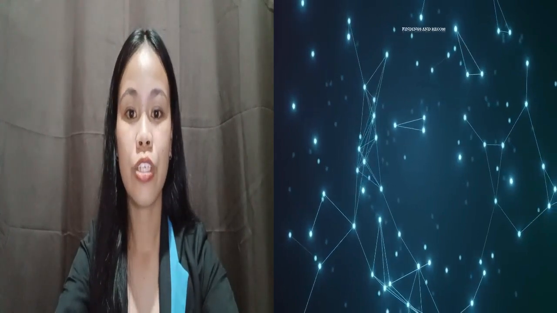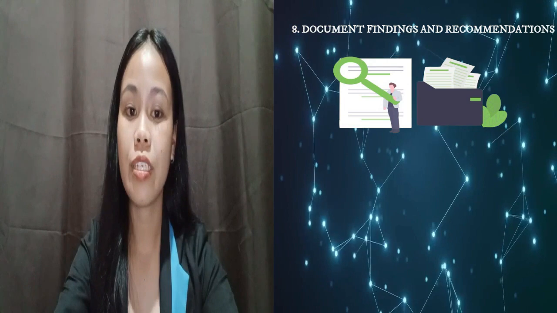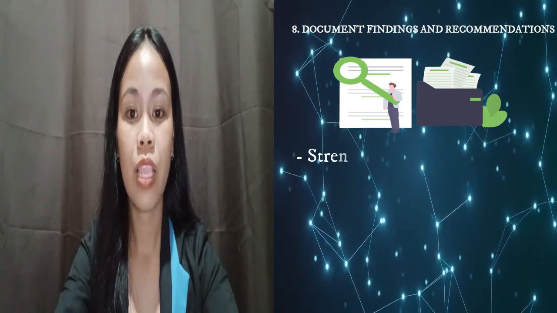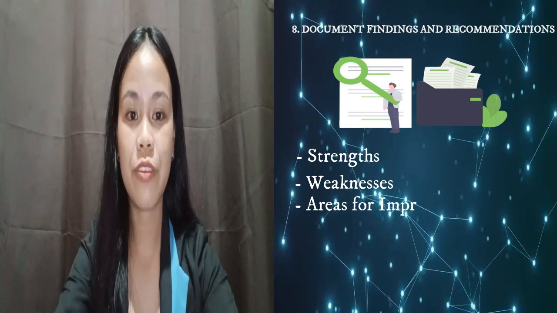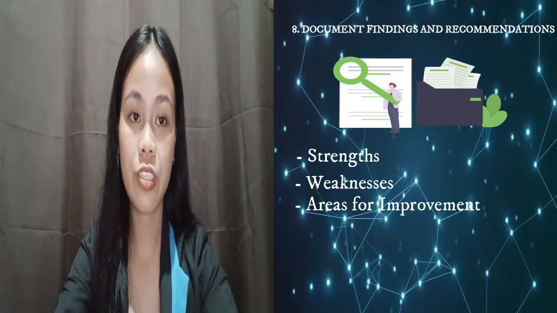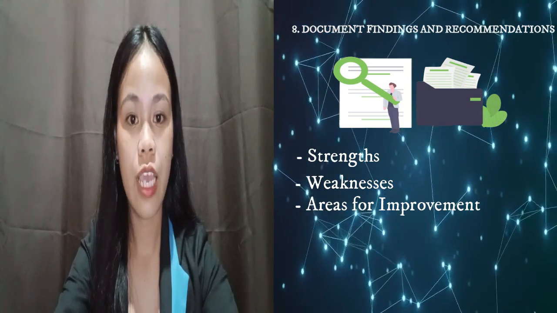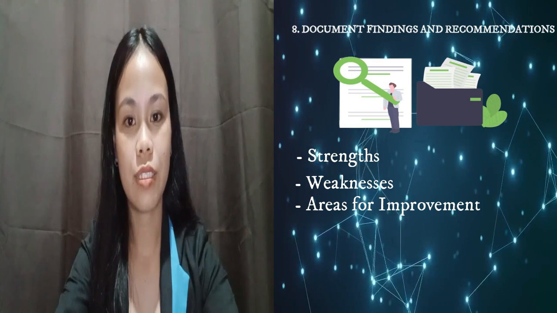Next is document findings and recommendations. Document findings of the audit, including strengths, weaknesses, and areas for improvement identified during the evaluation. Provide actionable recommendations for addressing identified issues and enhancing systems development processes. Ensure that recommendations are prioritized based on their impact and feasibility.